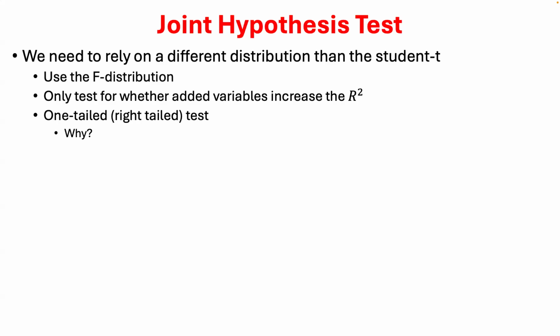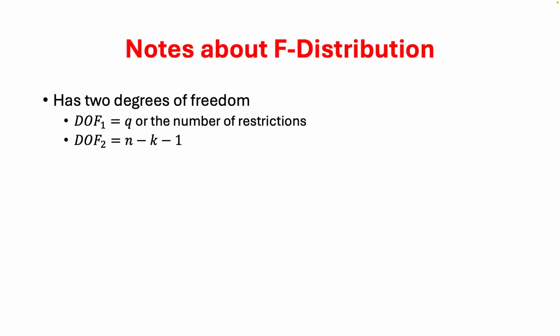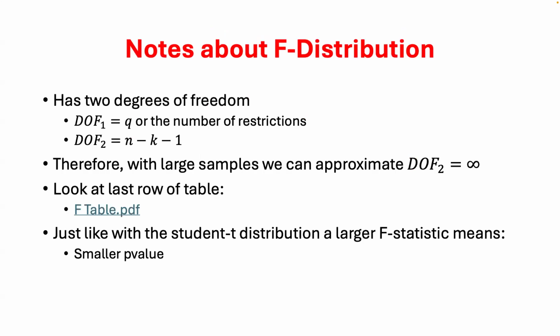So why are we using a one-tailed test? Because we know when we add in variables, we have to see the R squared increase. So our F statistic is going to look something like this. Now, don't worry about this for a second, because I'm going to show you an easier version of this. So instead of this, I'm going to skip ahead a little bit. We kind of already talked through some of this.